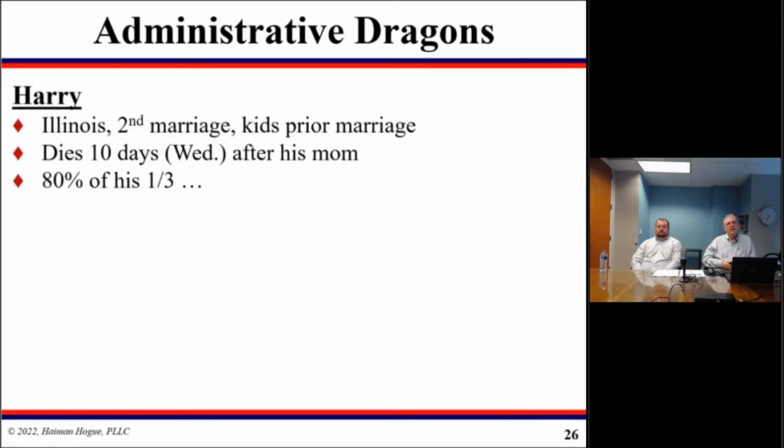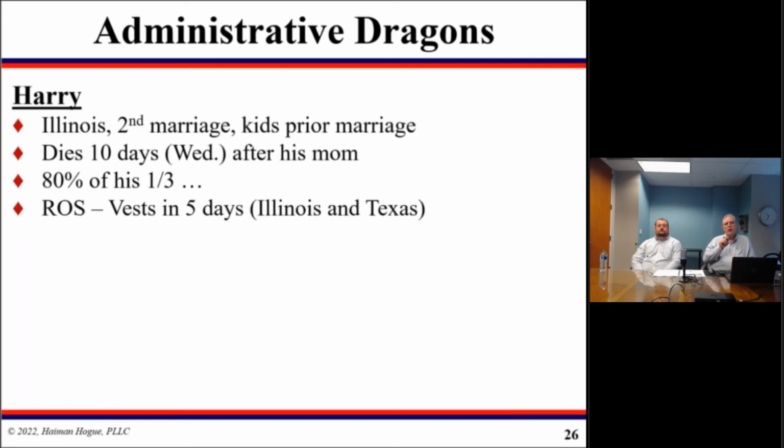Now, when we finally talked to her, let's look at 80% of his 1/3 and see what happens. Well, right of survivorship assets vest within 5 days. That's true both in Illinois and Texas. He lived 10 days after mom. That's vested in him. It's his. It's now going to pass by his plan, not by Merlene's plan.